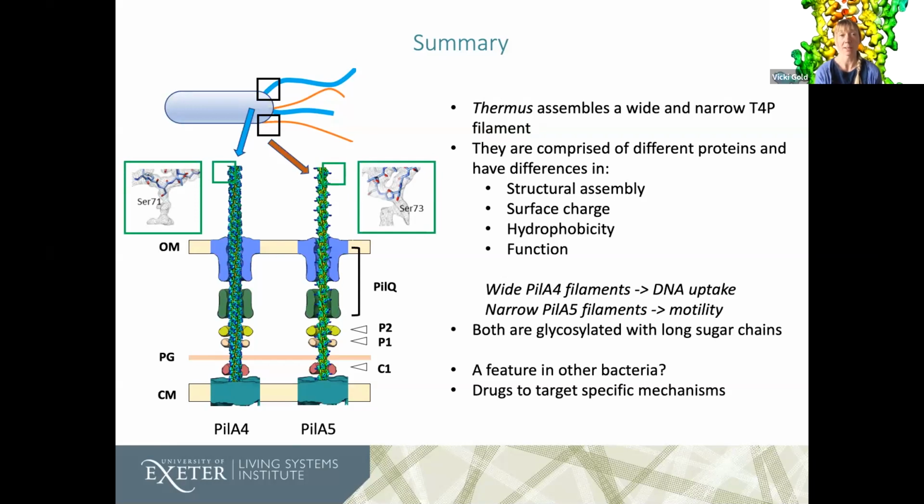So can cells assemble different types of filament to perform unique functions? And if so, it will then be interesting to go on to investigate if we can, for example, develop drugs to target specific mechanisms, particularly important for pathogenic bacteria.